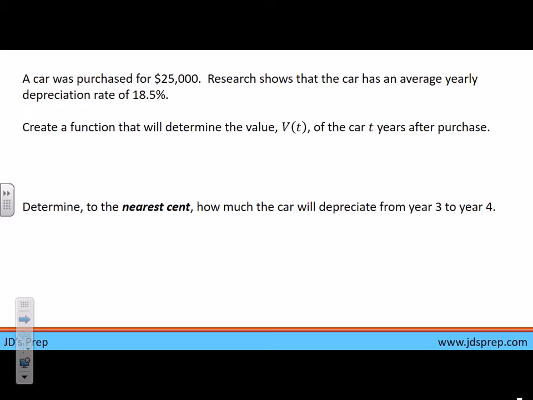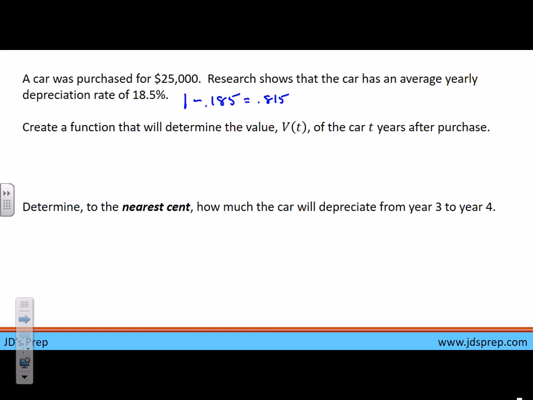The idea here is that every year we are going to multiply the initial value of the car, the $25,000, by a factor that represents the depreciation rate of 18.5%. To find that factor, we can take our 1, or 100%, minus the 0.185 for the 18.5% depreciation. In other words, that tells us that after each year, the car will only be worth 0.815 or 81.5% of its value in the previous year.